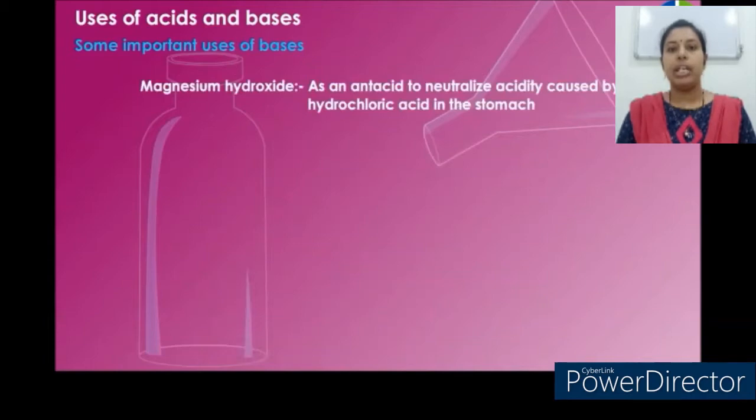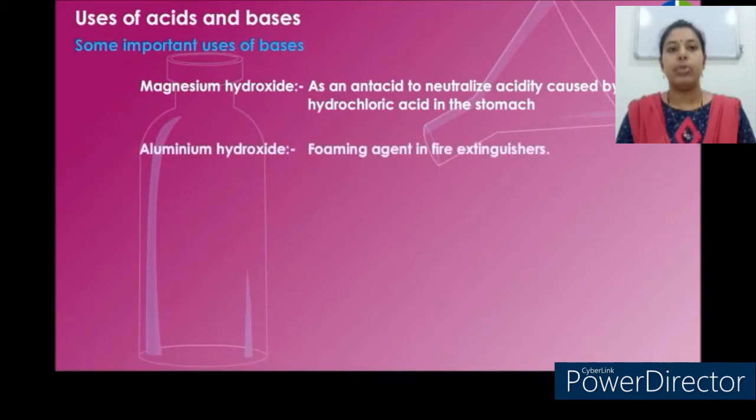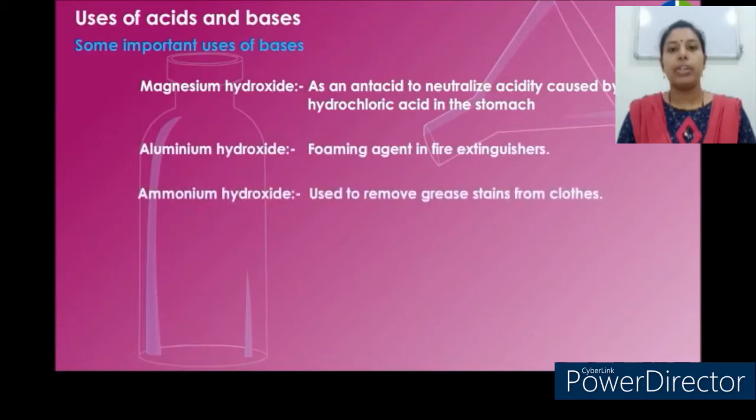Magnesium hydroxide is used as an antacid to neutralize acidity caused by hydrochloric acid in the stomach. Aluminium hydroxide is used as a foaming agent in the fire extinguisher. Ammonium hydroxide is used to remove grease stains from clothes. Potassium hydroxide is used in alkaline batteries.